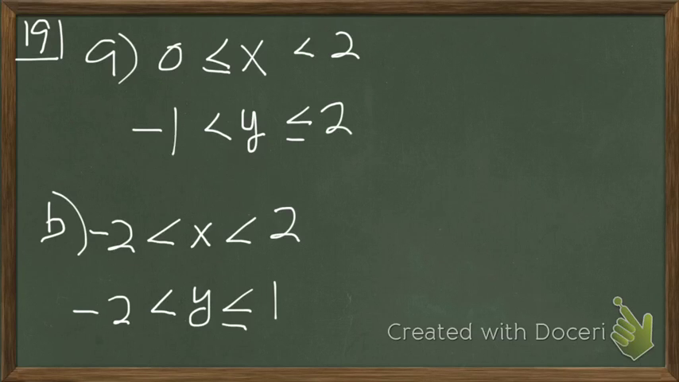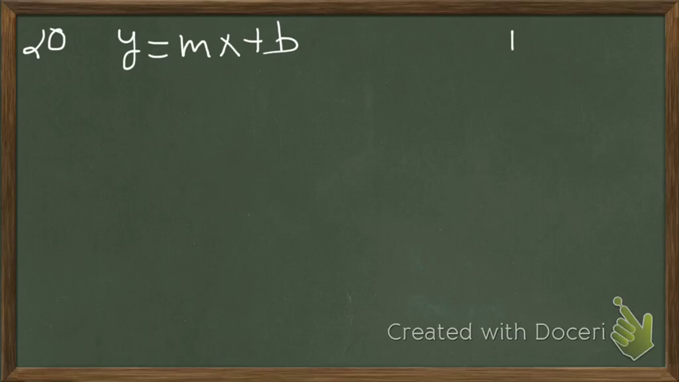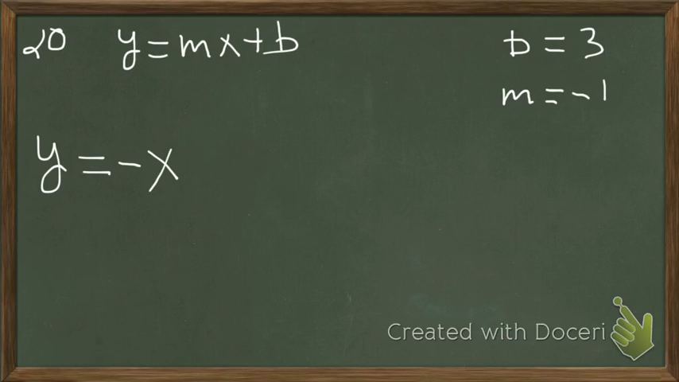Okay. Number 20, they gave us that lovely equation of the line and says, what's the equation? Well, if we think about y equals mx plus b, we can see that b is equal to 3 because that's where it crosses the y-intercept, and it looks very much like the slope is negative 1, and I can get that by counting on the graph. So the equation would be y equals negative x plus 3.